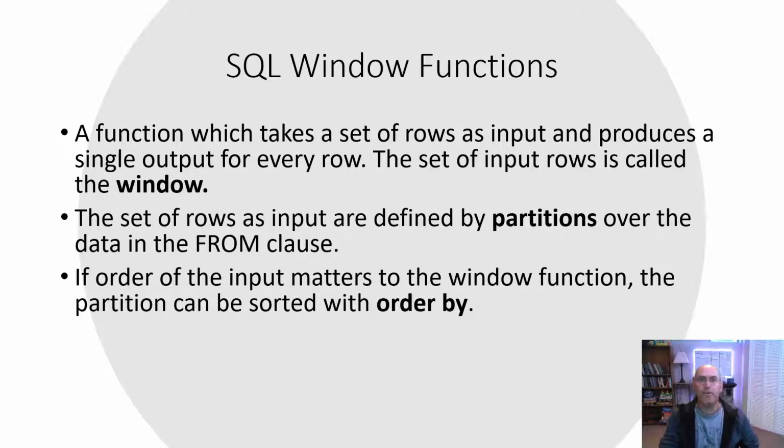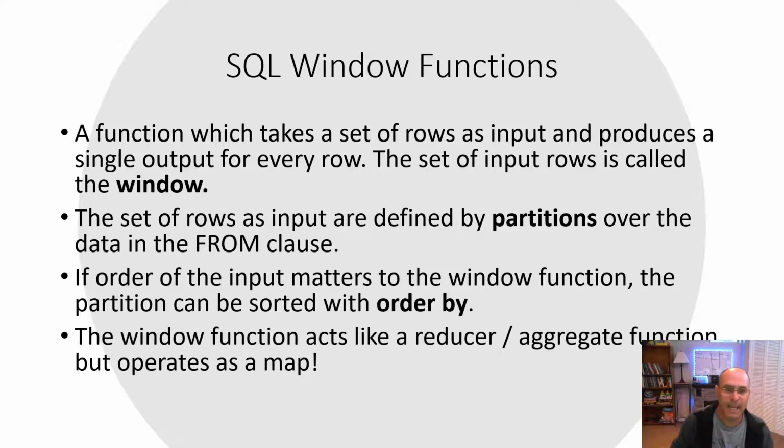So the order of input matters to the window function in some of the functions. Some of the functions require the data to be in a specific order, and you can sort the partitions with order by. And window functions act like a reducer aggregate function, but really it's operating as a map.